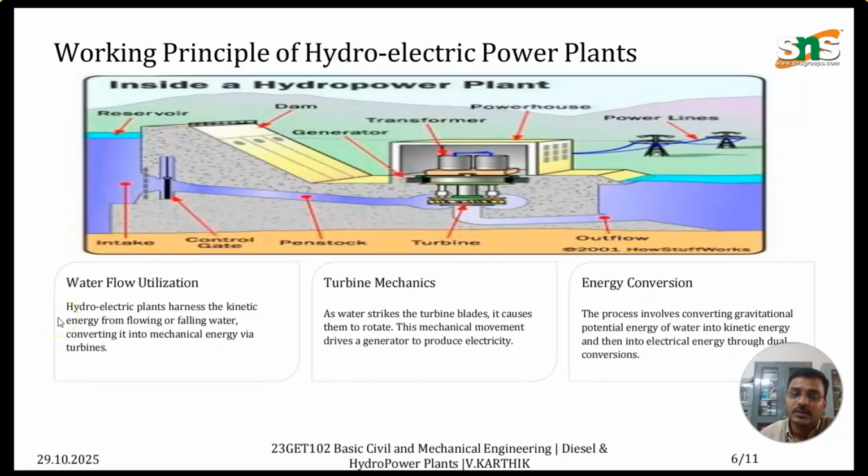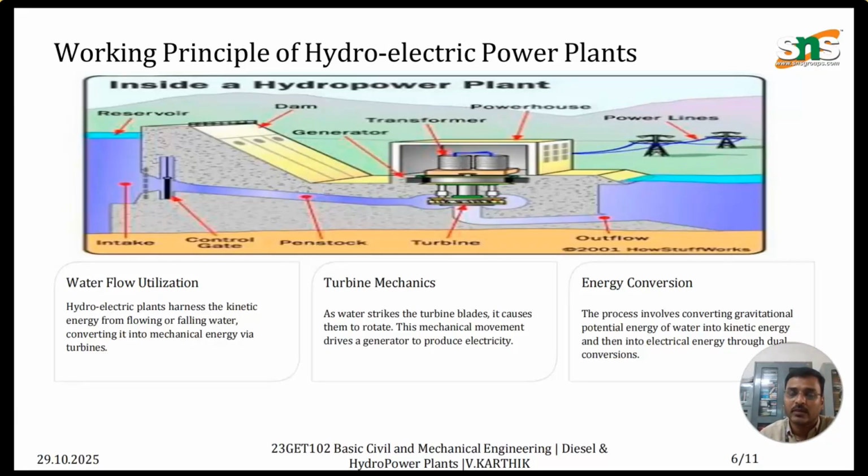Good morning to all. Today we'll see the hydroelectric power plant, or HYDEL electric power plant, in the subject Basic Civil and Mechanical Engineering. In the earlier classes we have seen the thermal power plant or steam power plant, and then the diesel power plant, and then the gas power plant.